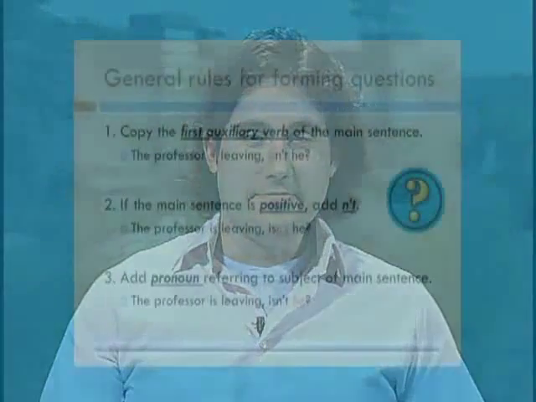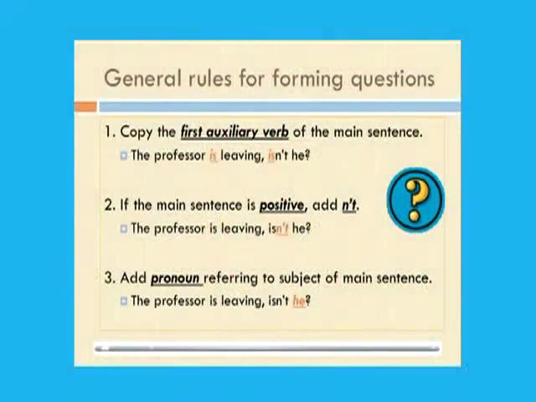Here are some general rules when forming tag questions. Copy the first auxiliary verb of the main sentence. The professor is leaving. Isn't he? If the main sentence is positive, add N'T. The professor is leaving. Isn't he? Add a pronoun referring to the subject of the main sentence. The professor is leaving. Isn't he?